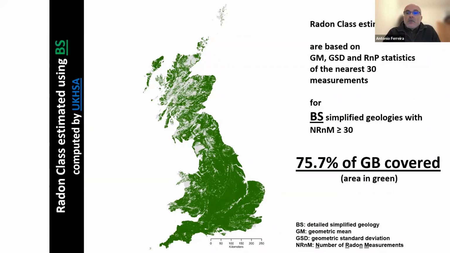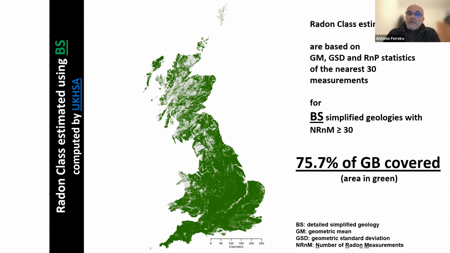Most of Great Britain was mapped by the UK HSA, about 75%. That is, there were at least 30 radon measurements in enough BS codes to cover 3/4 of Great Britain's area. For these areas, the estimated radon potential varies within and between geologies, the BS codes.